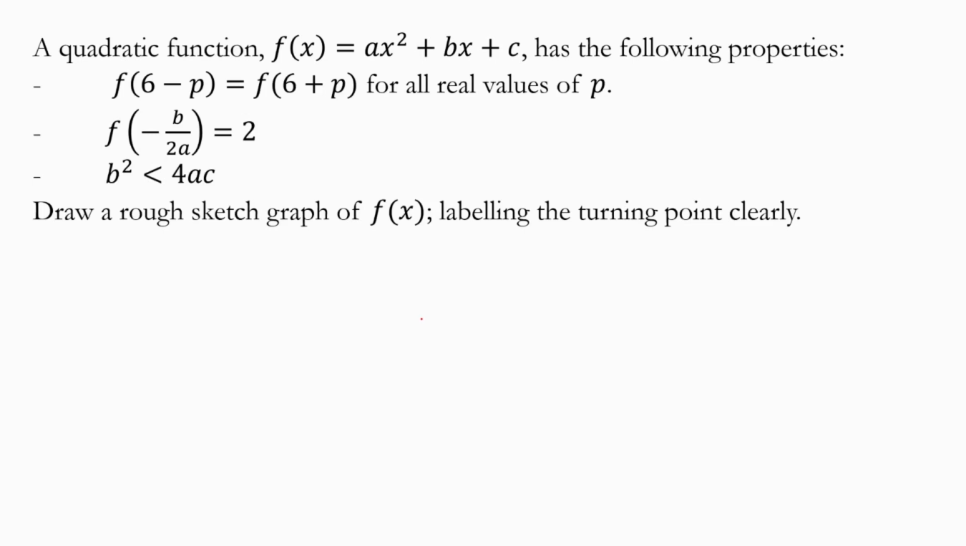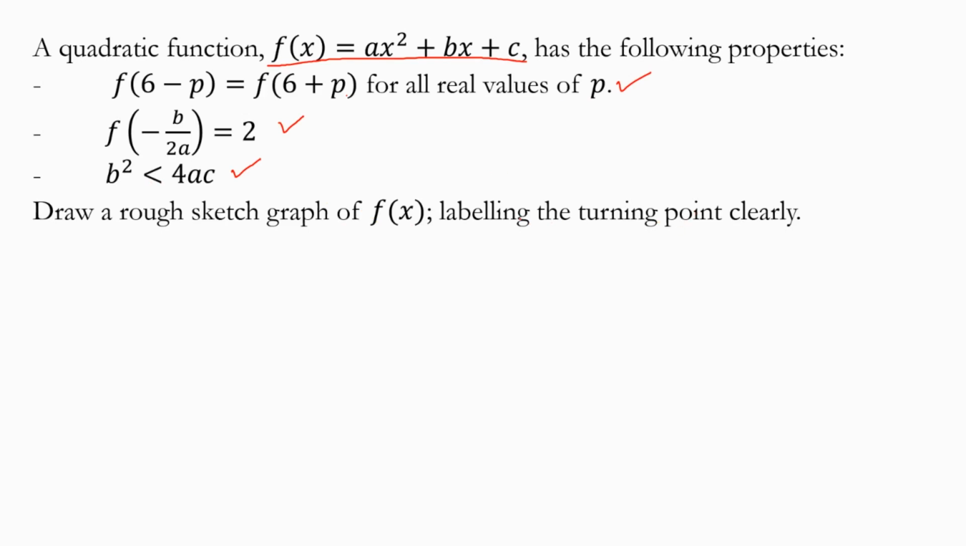Let's do question 9b. A quadratic function f(x) = ax² + bx + c has the following properties. f(6 − p) = f(6 + p) for all real values of p. f(−b/2a) = 2. b² < 4ac. Draw a rough sketch of f(x), labeling the turning point clearly.